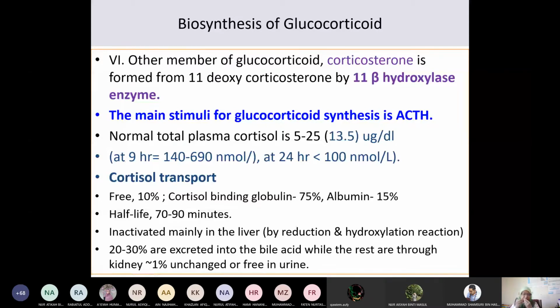So cortisol level follows the diurnal rhythm, isn't it? That's why we have to measure the normal cortisol level in the fasting state at 9 a.m. The plasma concentration of cortisol is about 140 to 690 nanomole per liter. But at midnight, you find the least plasma value, less than 100 nanomole per liter, because the cortisol is used up throughout the day for physiological function.